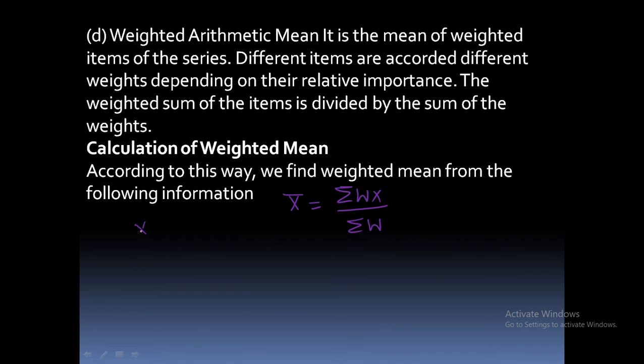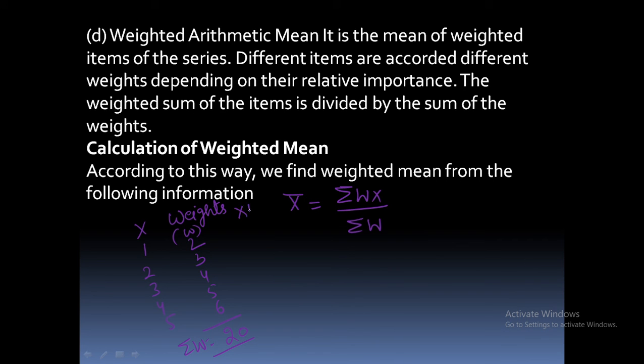In this case, we are given x as 1, 2, 3, 4, 5. Instead of frequency, here we are given weights, and weights are represented with w: 2, 3, 4, 5, 6. These are the weights. Here we total the weights: 2 plus 3 is 5, 5 plus 4 is 9, 9 plus 5 is 14, 14 plus 6 is 20.